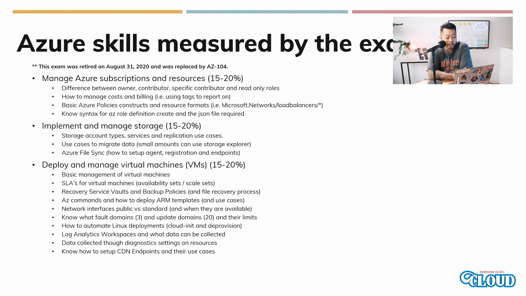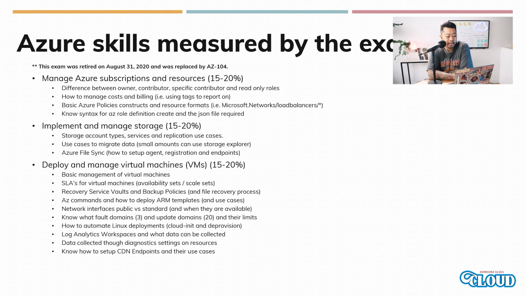Know the AZ commands and how to deploy ARM templates, and how to repeat deployments. Know that network interfaces are public and standard. A VM only needs one actual interface, but can have a private network address as well as a public one. So a public address doesn't require another interface. Also, a public interface doesn't show its IP address if the VM is off. I didn't know that. I learned that through the study materials.